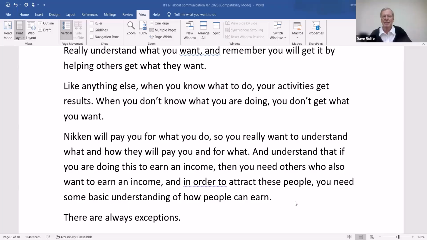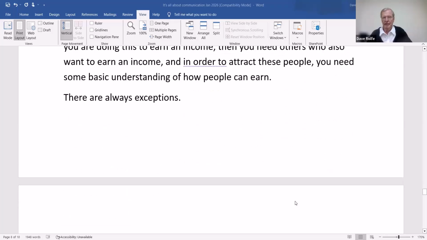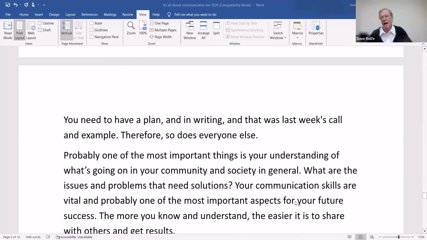And understand that if you are doing this to earn an income, then you need others who also want to earn an income. In order to attract these people, you need some basic understanding of how people can earn. And there are always exceptions, guys, always exceptions. I've run into people like that. There's always an exception to the rule. I'm giving you some basic stuff here. You need to have a plan, and in writing, and last week's call was an example.